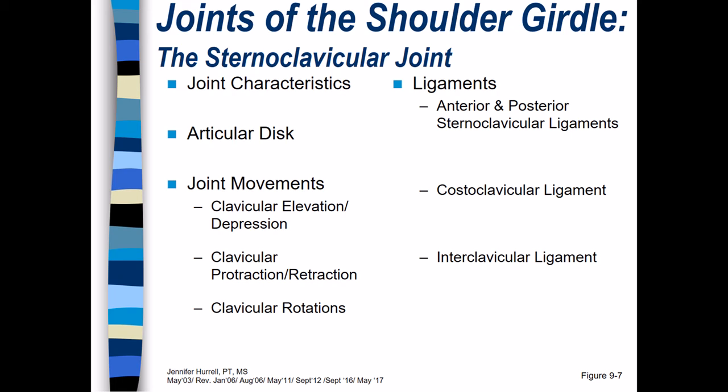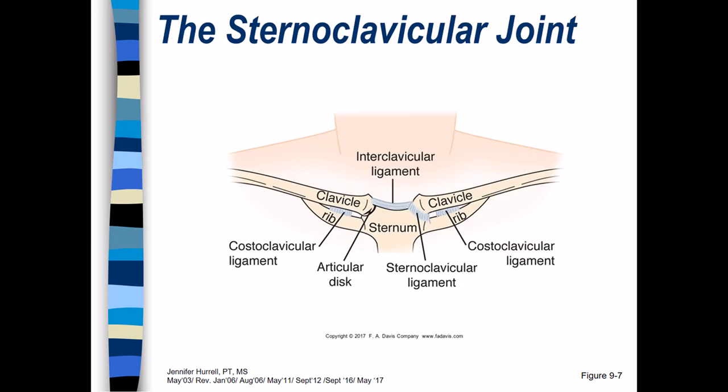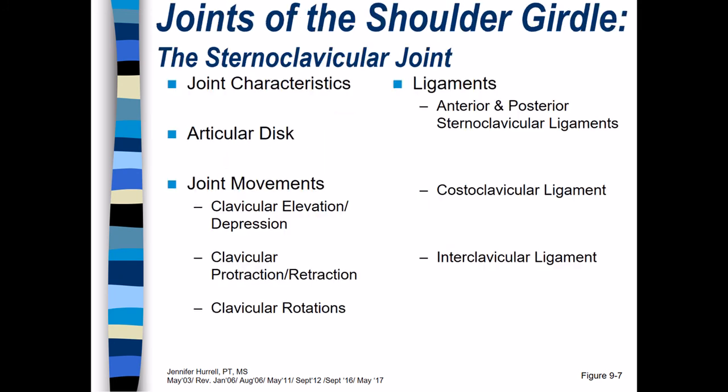So this is a plane-shaped synovial joint, and it's got a pretty strong joint capsule. So it's rare that it dislocates. There's also a little bit of an articular disc. I don't have a picture of that, but there is a little disc that resides between the medial end of the clavicle and the manubrium.